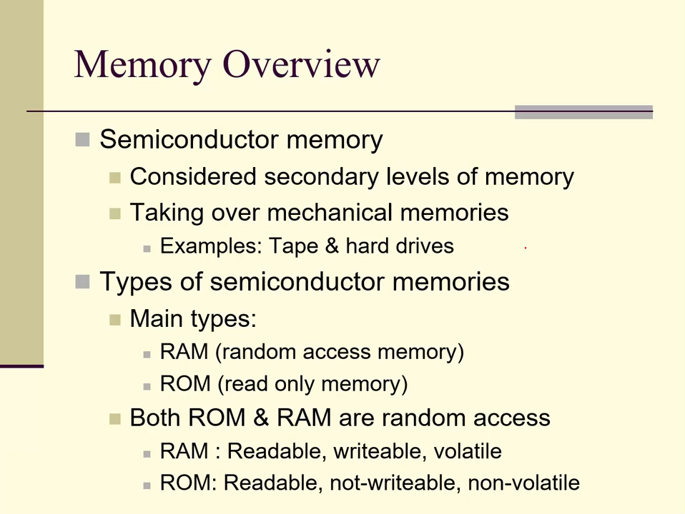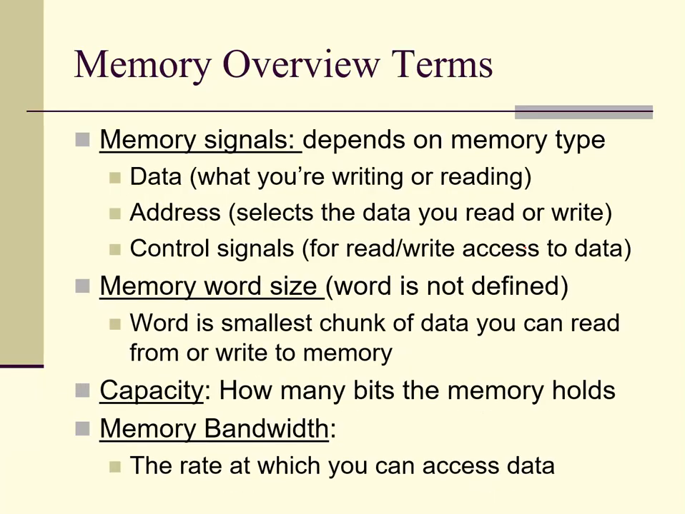Semiconductor memory is taking over things like hard drives. It's just better than a mechanical drive. In the end, our memories fall into the two categories of RAM and ROM. RAM is readable, writable, and volatile, meaning if I take the power away, I lose the data. ROM is readable, not writable, and non-volatile. You take the power away and you get the power back, and the data is there. So think of a thumb drive. You pull it out and the data is still there later. Although you do write it, the overriding factor is the data is still there when you remove the power.